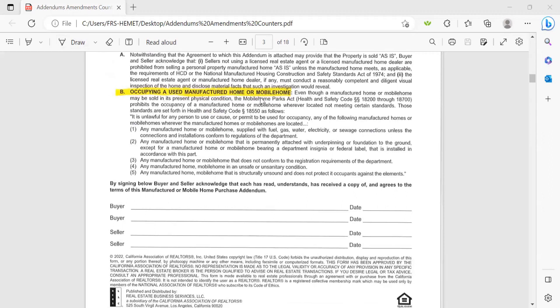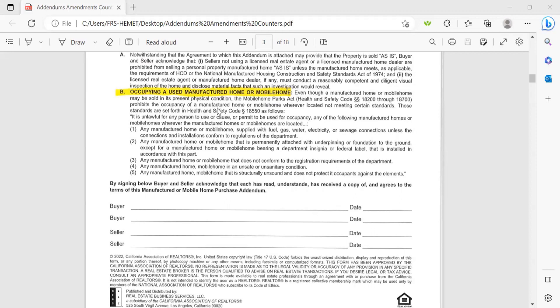Occupying a used manufactured home. And again, this is an amendment that gets downloaded when you check the box that says manufactured home. So it becomes part of the contract. And it says here, even though a manufactured home may be sold in its present physical condition, the Mobile Home Parks Act, Health and Safety Code prohibits the occupancy.